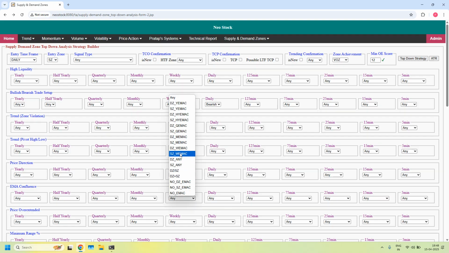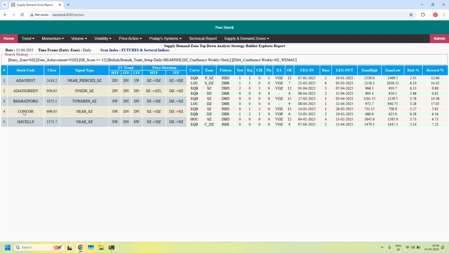Weekly supply zone having weekly EMA confluence. We got 5 stocks. So these 5 supply zones have more probability to get success.